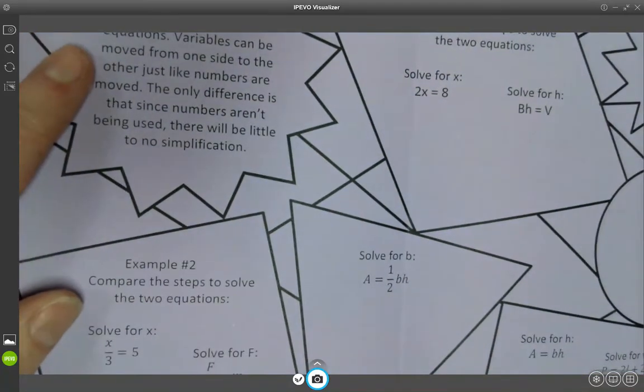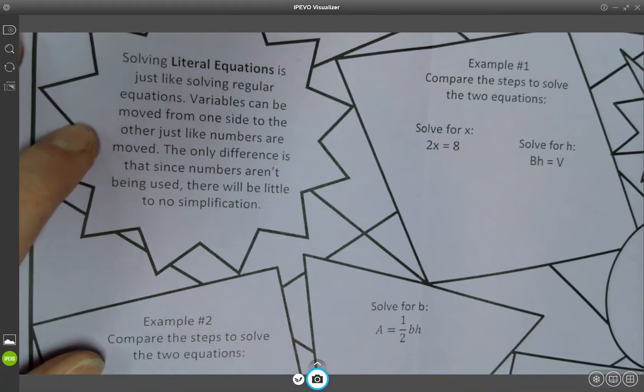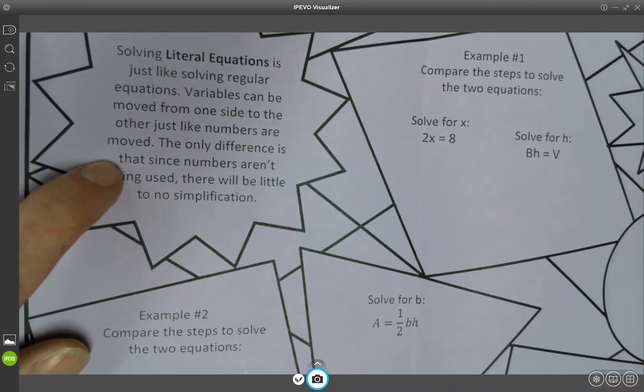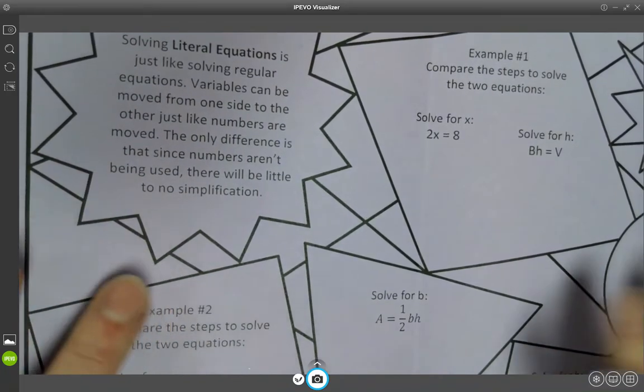Solving literal equations is just like solving regular equations. Variables can be moved from one side to the other just like numbers are moved, and you move them by doing inverse operations. Remember, add, the opposite is subtract. Multiply, the opposite is divide. Squaring something, the opposite is taking the square root. So inverse operations help you move the variables. The only difference is that since numbers aren't being used, there will be little to no simplification, like combining like terms.